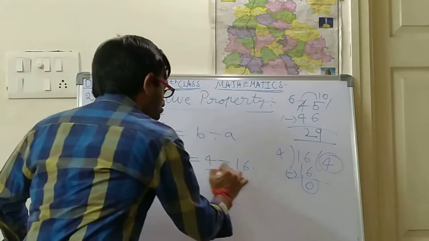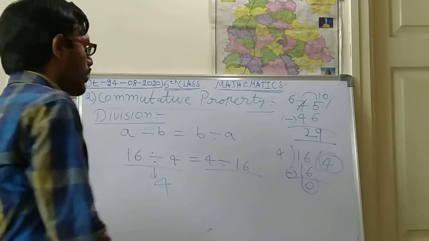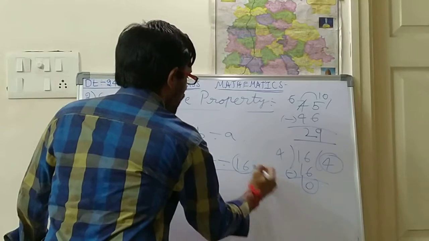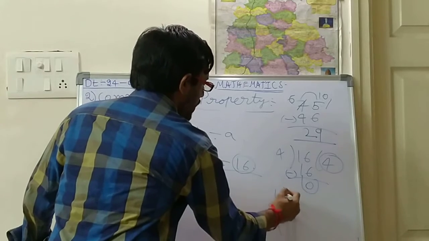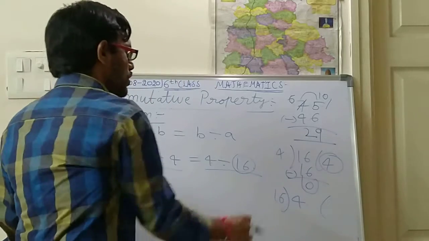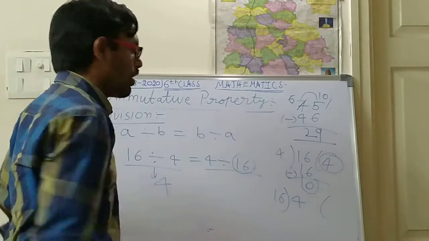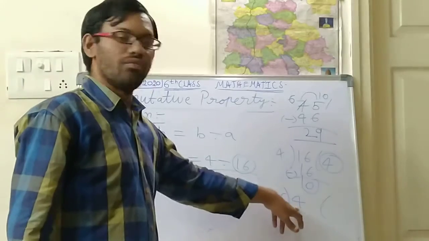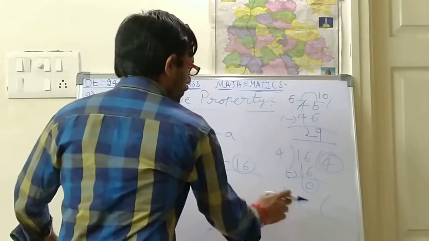Okay. Now we have to check 4 divided by 16. So what is 4 divided by 16? The second number should be written here as the divisor, and the first number should be written as the dividend. So 16 is greater than 4. So we can't divide 4 by 16 directly.